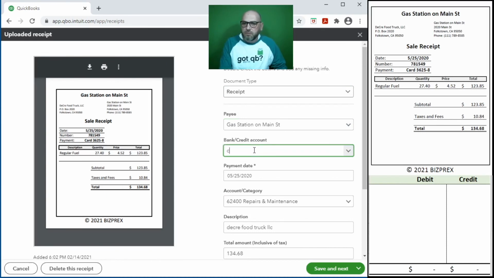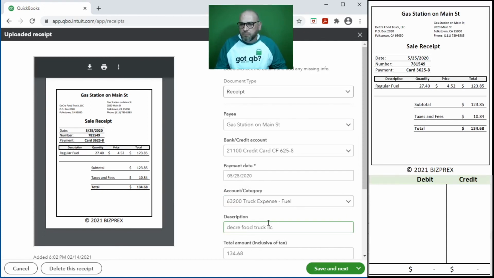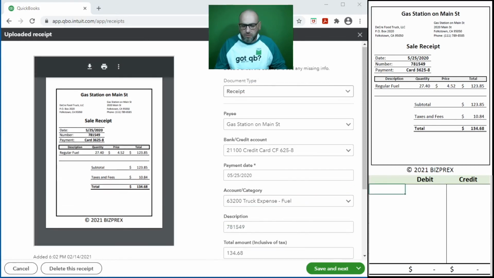Alright, so credit. Payment date, picked correctly, fuel. Picked up amount correctly, excellent. Alright, debits and credits, right? You know by now, but solidify. Expenses go up when debited. Alright, liabilities go up when credited.